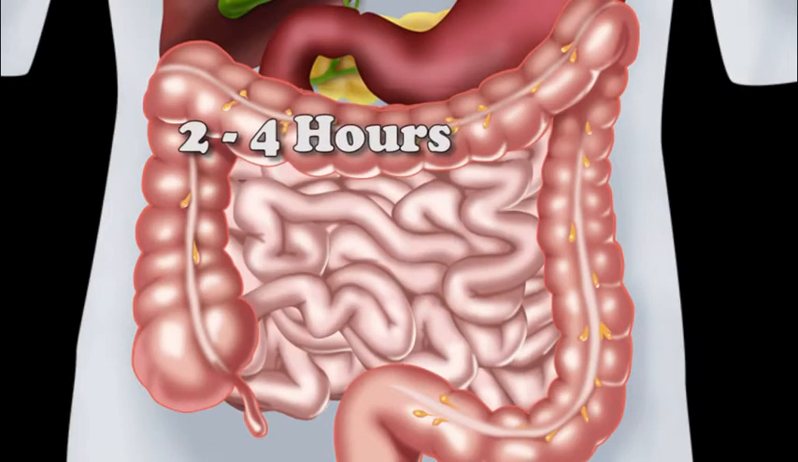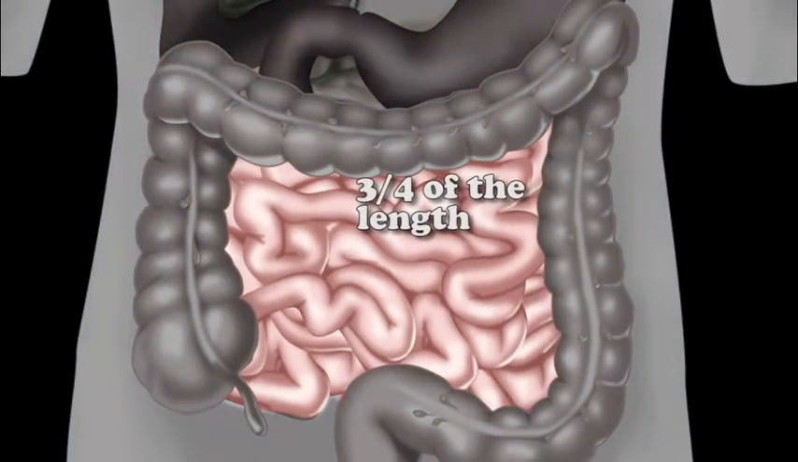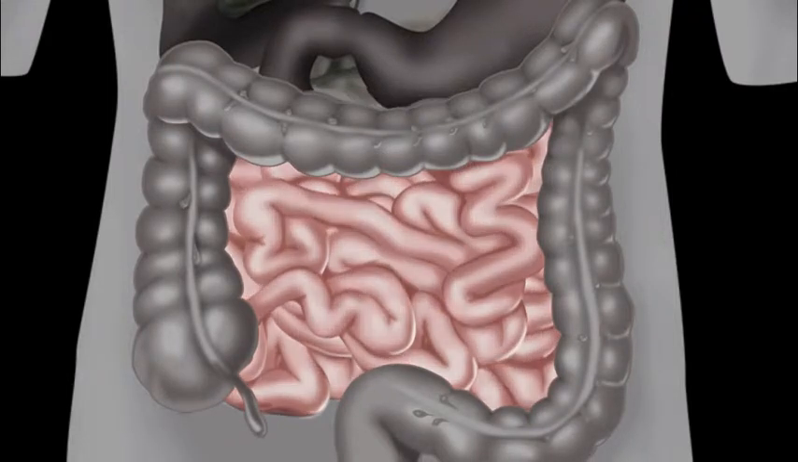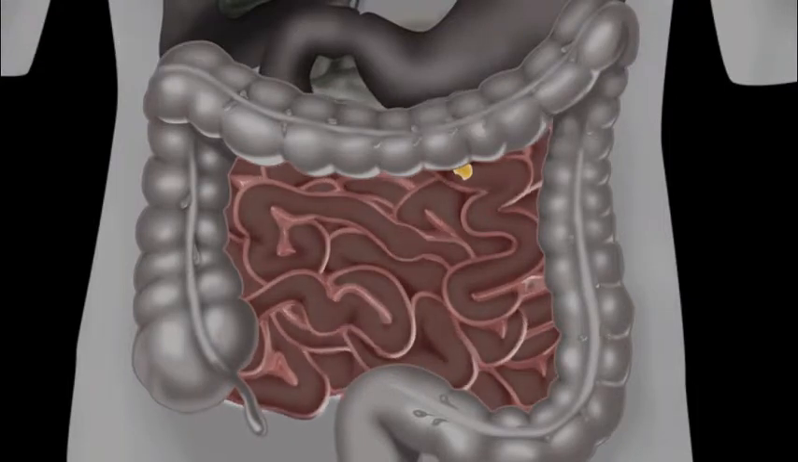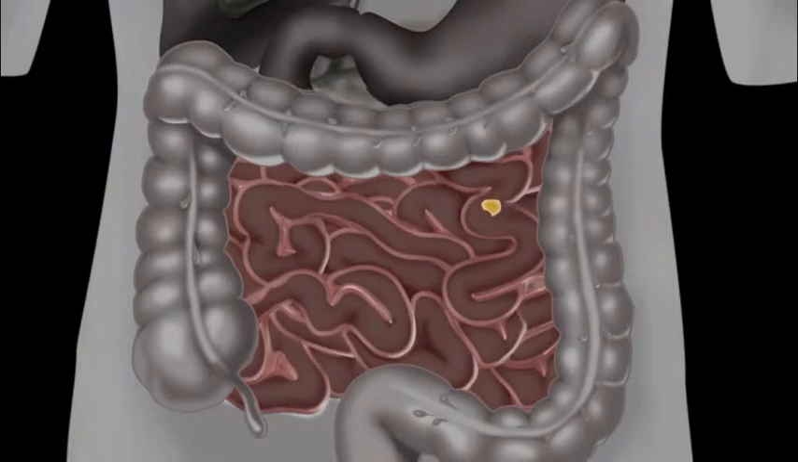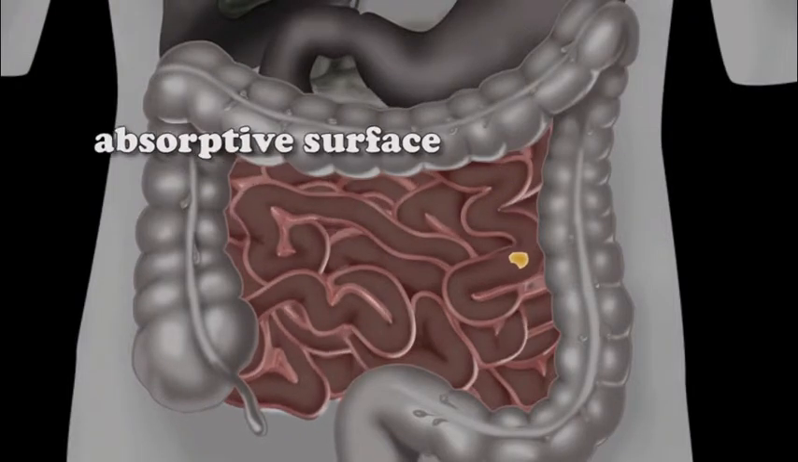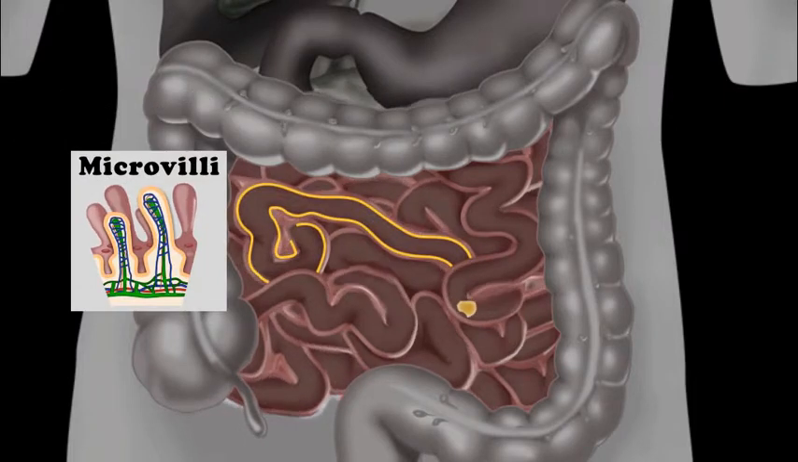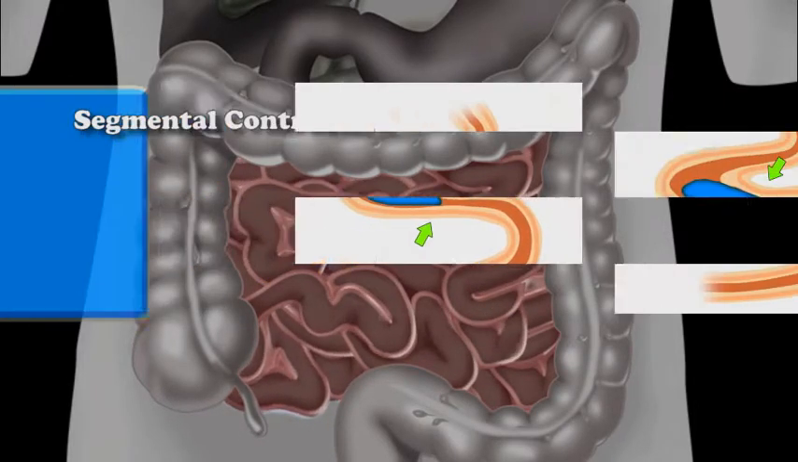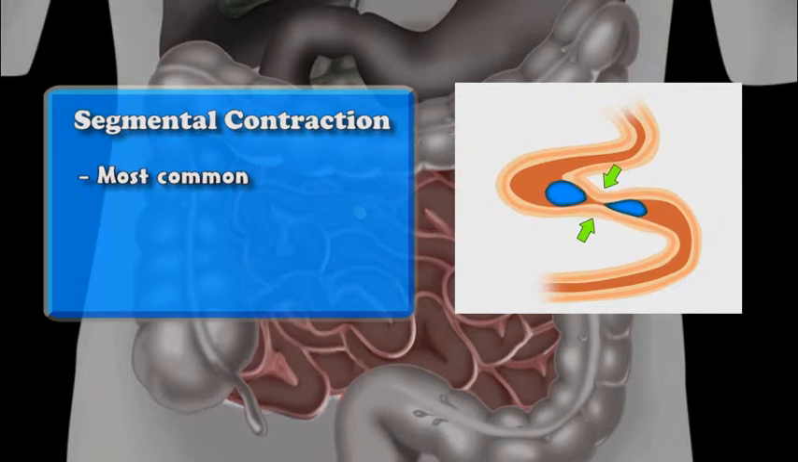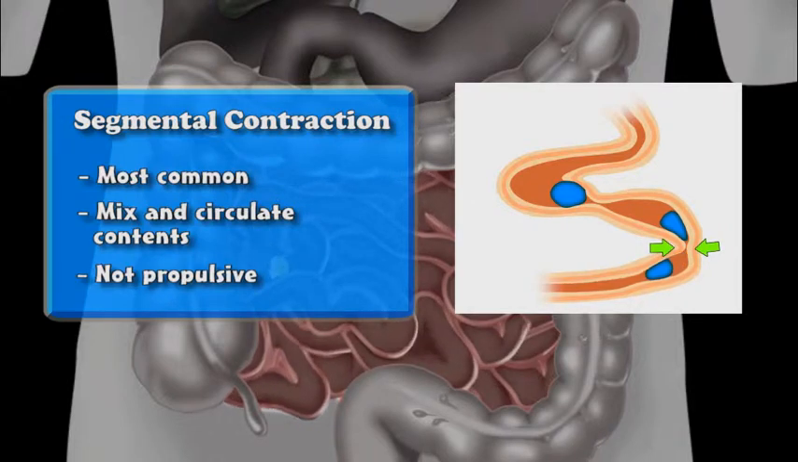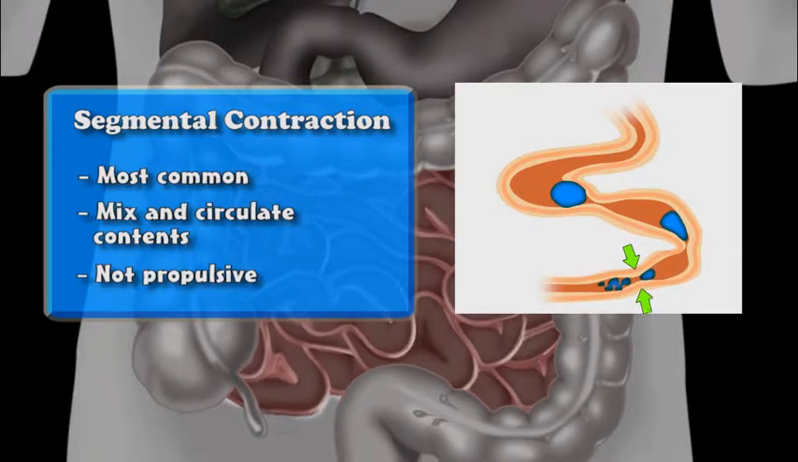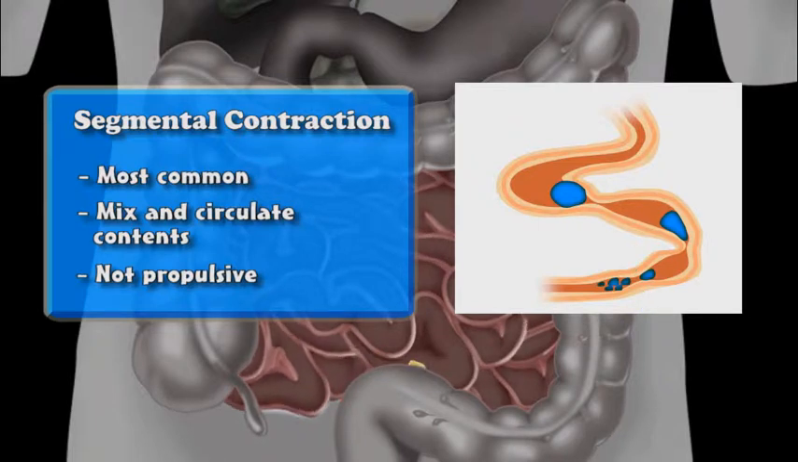Chyme takes 2 to 4 hours to traverse the small intestine since it makes up about 3/4 of the length of the gastrointestinal tract. Digestion and absorption mostly occur in the duodenum and the jejunum. Movements of the small intestine mix chyme with digestive secretions, bring chyme in contact with the absorptive surface of the microvilli and propel chyme toward the colon. Segmental contractions, which is the most common type of movement of the small intestine, mix and circulate its contents, but are not very propulsive. The slow rate of transport of intestinal contents allows adequate time for digestion and absorption.